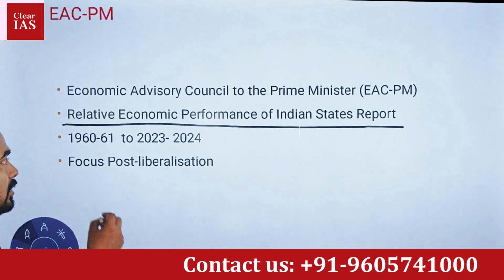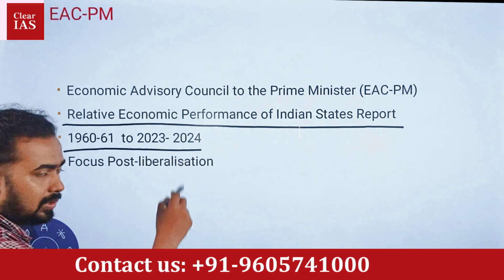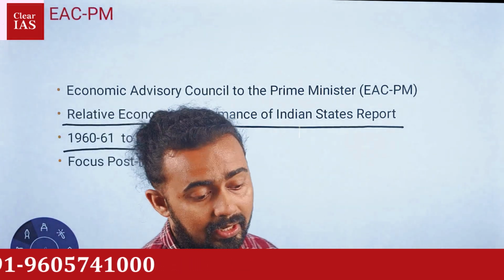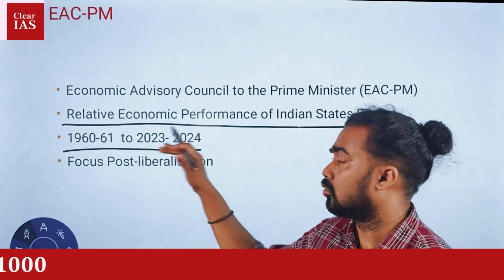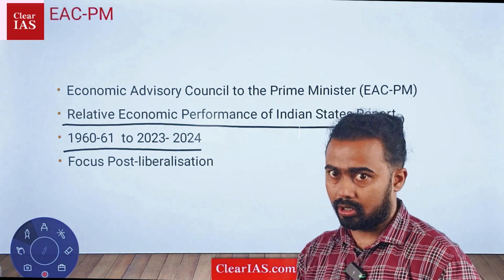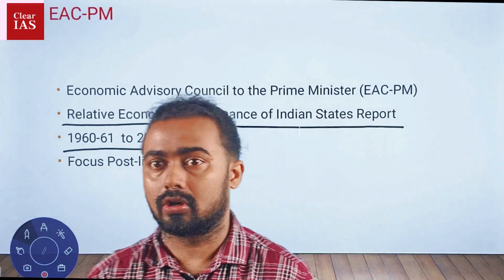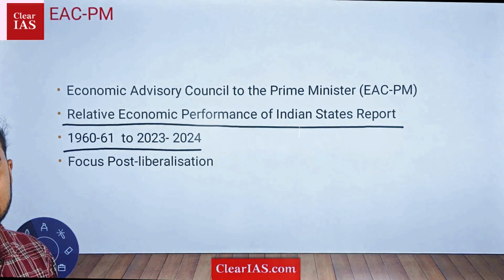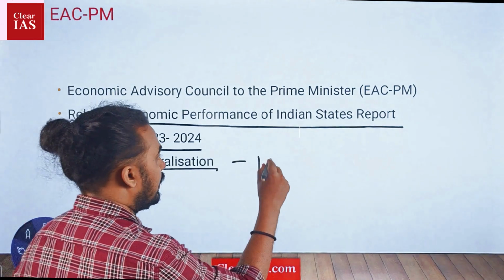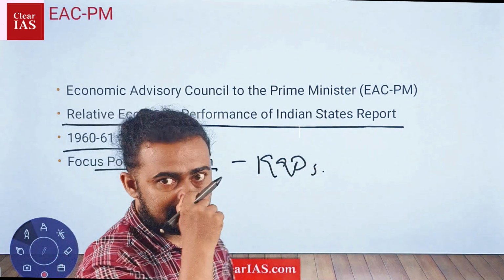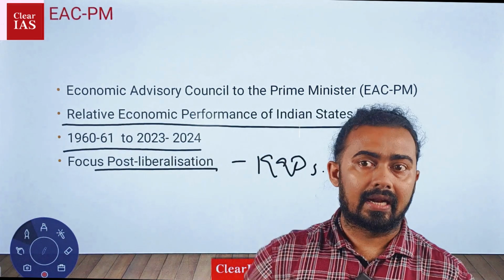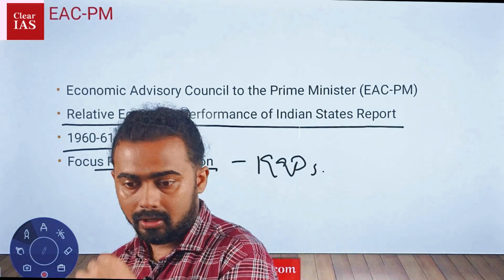And this report analyzes the economic growth and progress of India from the 1960s to 2024, so around 60 years of progress. That's what the report is talking about. They are emphasizing or focusing on the post-liberalization era, that is from the 1990s onwards. So what was the change happening from the 60s to the 90s, and what happened after the 90s? That is what the report is talking about.